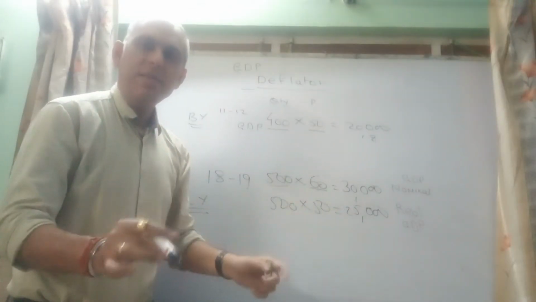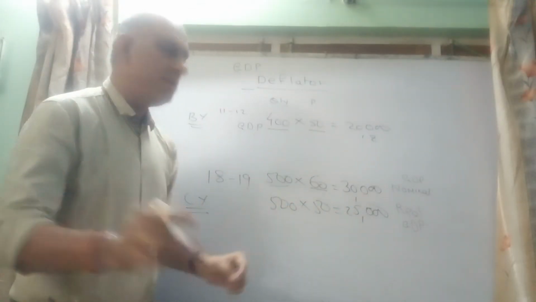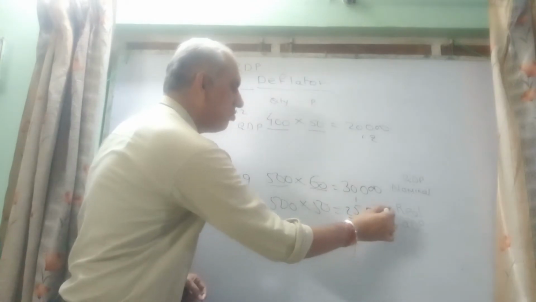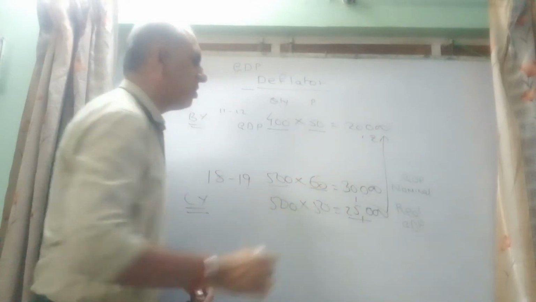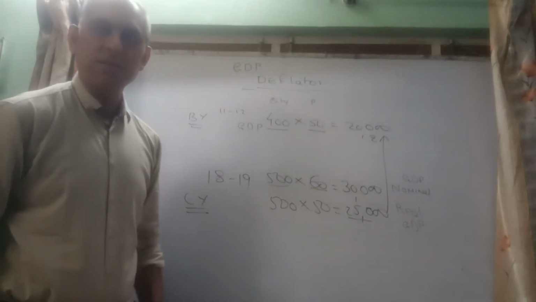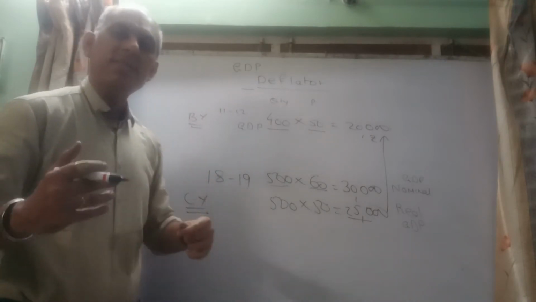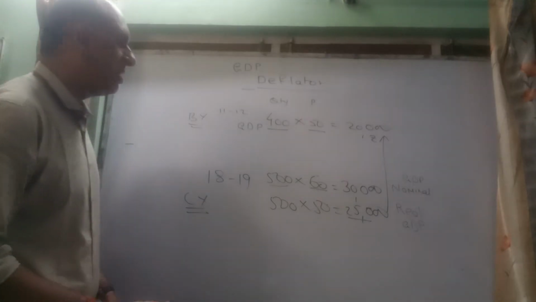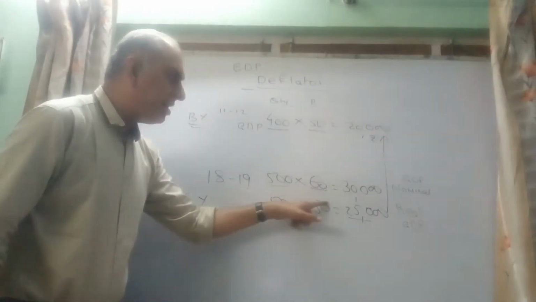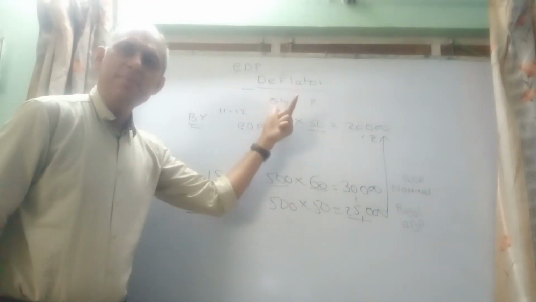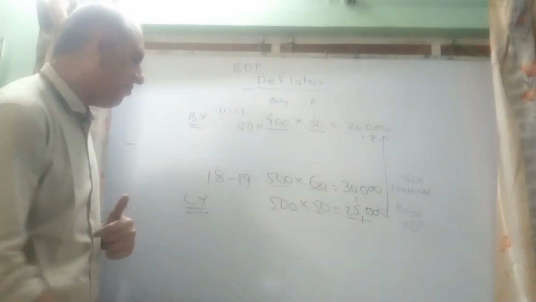Now, if you remember, in order to assess the real growth, this is better to be compared with this in order to understand the output increase. But what about the change in the prices? So we need to understand what are the changes which have taken place in the prices in the current year vis-a-vis the base year. So for that, we'll apply a formula.